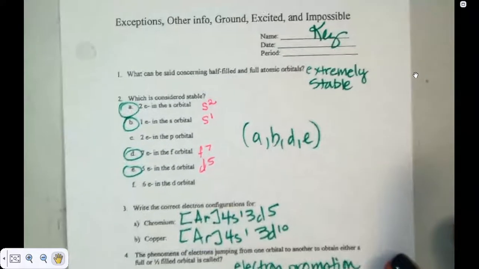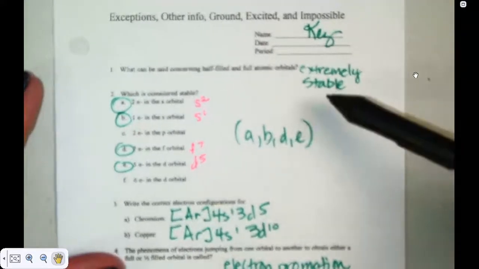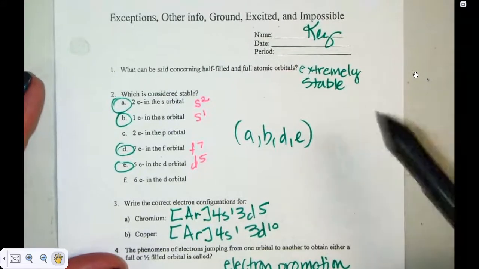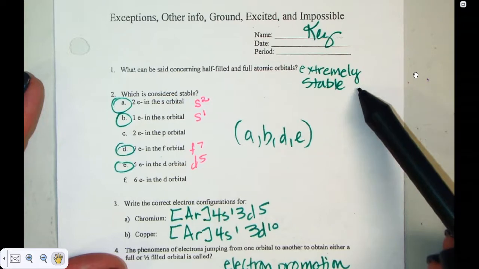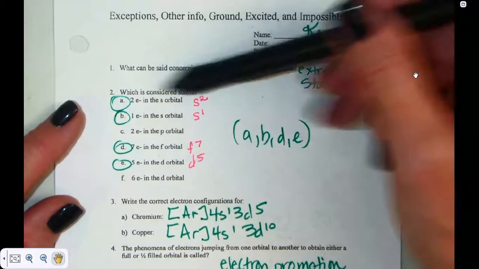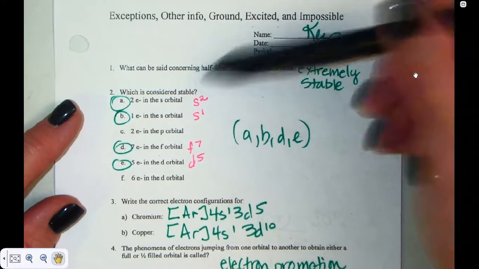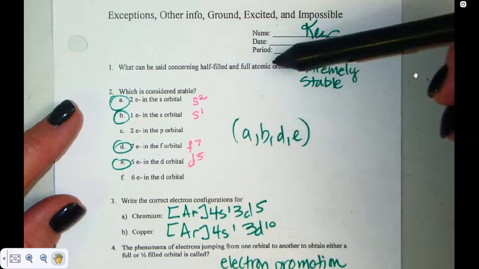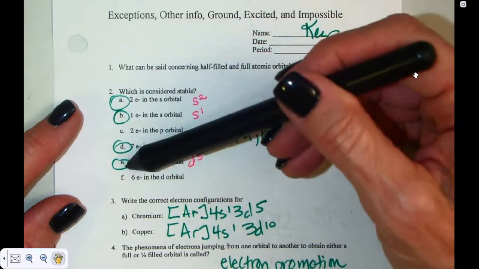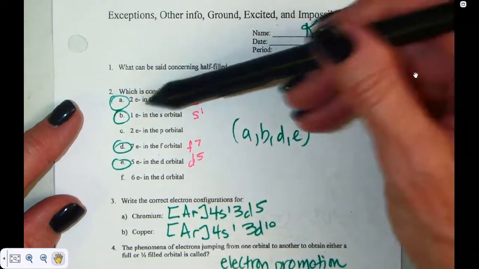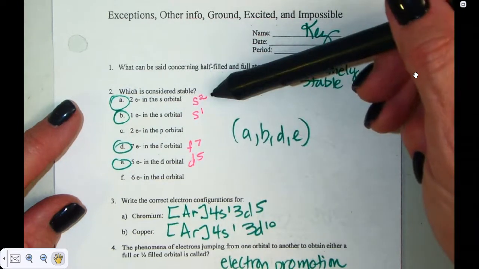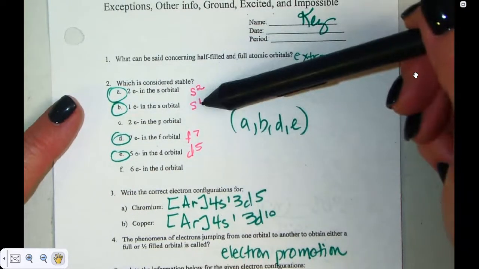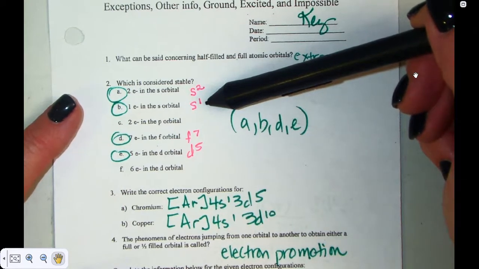Number 1, what can be said concerning half-filled and full atomic orbitals? Well, we can say they're extremely stable. For number 2, it says, which of the following is considered stable? So again, it's piggybacking on this topic of what is more stable, half-filled and full atomic orbitals. There were 4 of these that were either half-filled or filled. 2 electrons in the s orbital will be an s2. That's full for an s, so that is very stable. 1 in the s is s1. That's half full. That is extremely stable too.